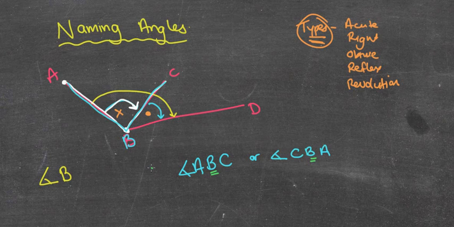So what would you call the angle which is marked by the dot? Well, hopefully you might say angle CBD, or you could call it angle DBC. Pretty easy stuff, hey?